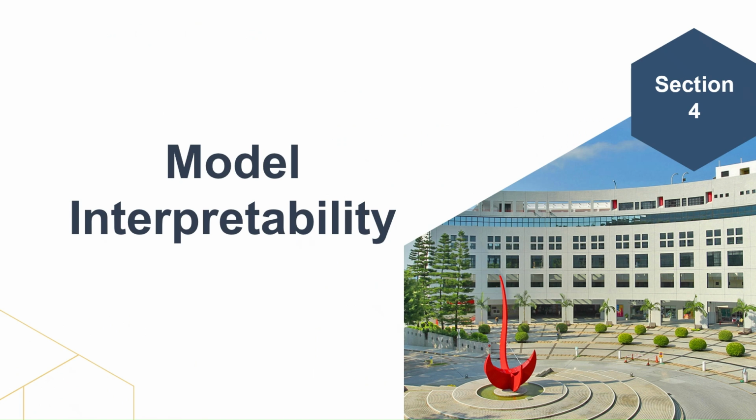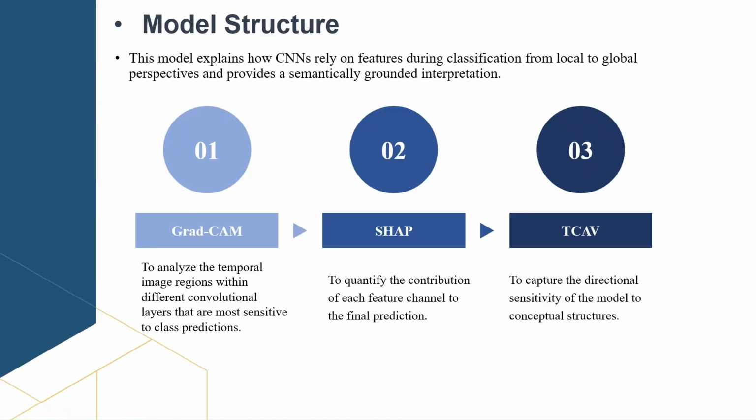Next part is about model interpretability. Here is our model structure. This analysis explains how the CNN relies on features during classification from a local to a global perspective and provides a semantically grounded interpretation. The first method is Grad-CAM, the next one is Shapley additive explanations, and the third one is testing with concept activation vectors.